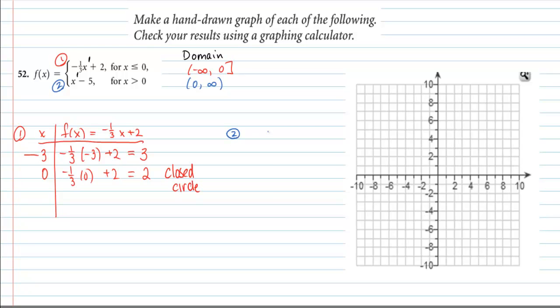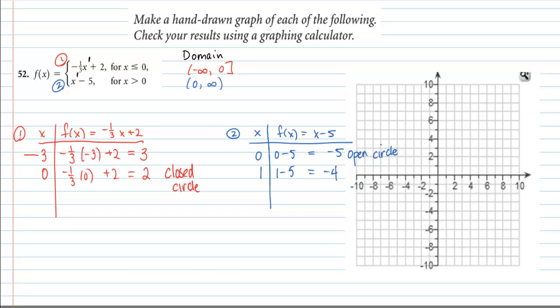For the second function, I need to pick two values that are greater than 0, but one of them needs to be 0. And I can pick any other number greater than 0, and I'm going to pick 1. Plug that into the function. And one thing to realize about the second part is the fact that the domain of the second function is not including 0. Therefore, we're going to have an open circle at 0, negative 5.